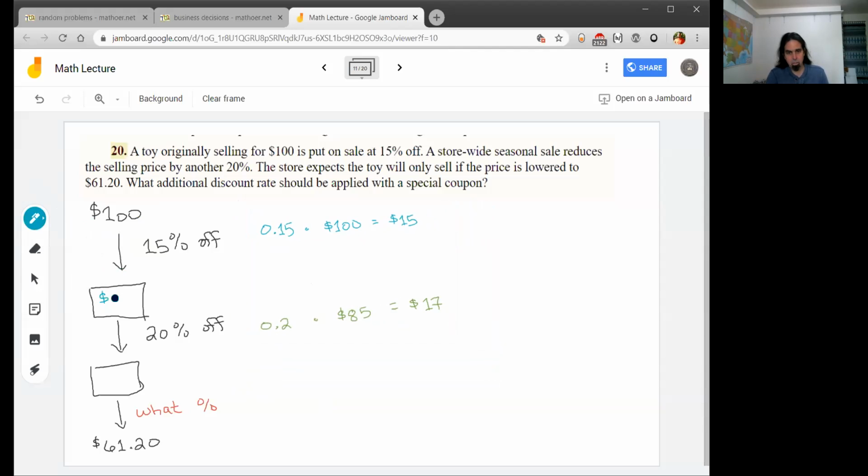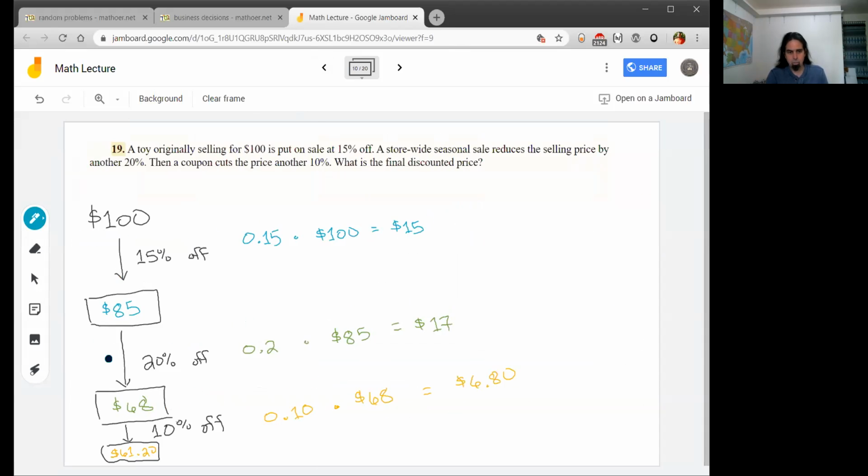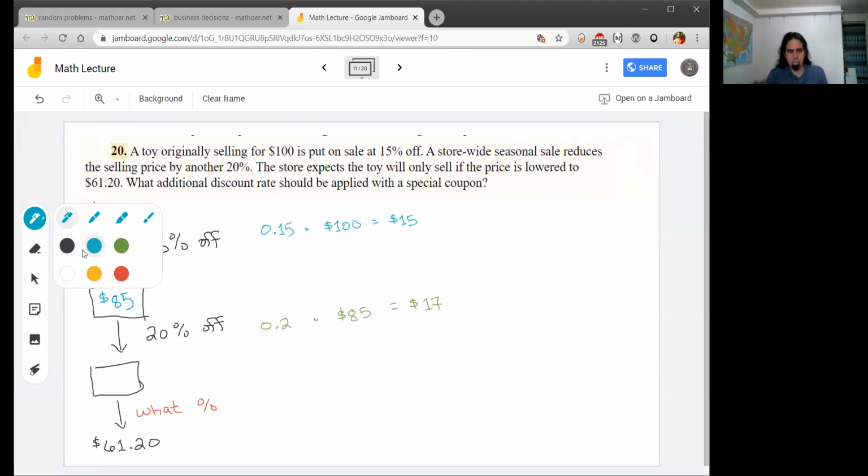That's still going to be 85 for exactly the same reason. And the other one is still going to be 68 for exactly the same reason. So what happens here?